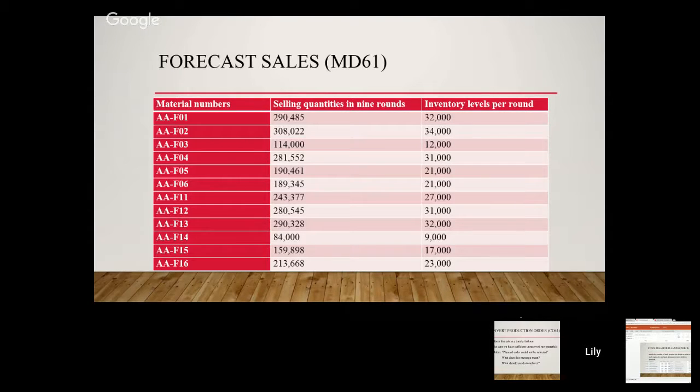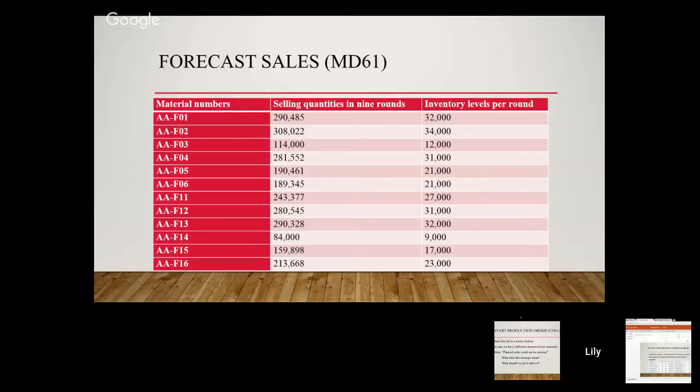In order to determine the new inventory levels for new product, we needed to calculate the selling quantity for each product. For instance, the total selling quantity for F01 in 9 rounds was 290,485 units, which means the inventory level should be about 32,000 units per round.